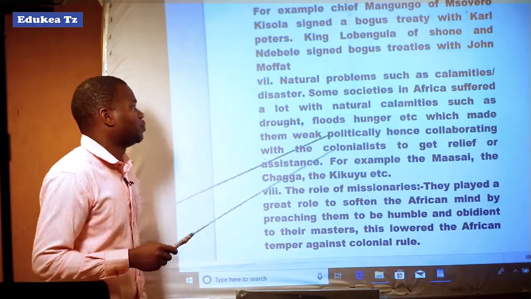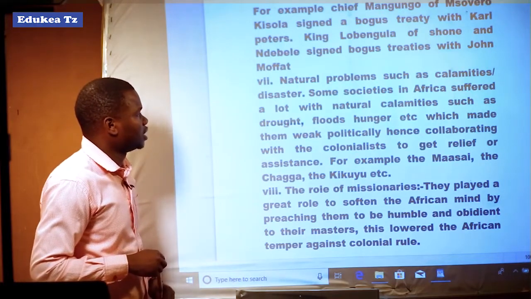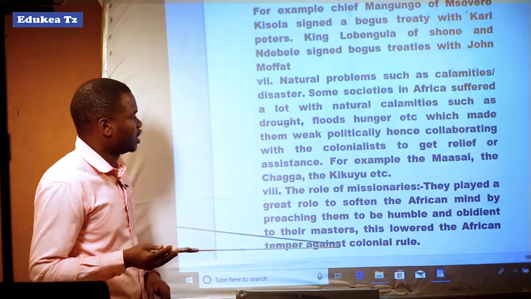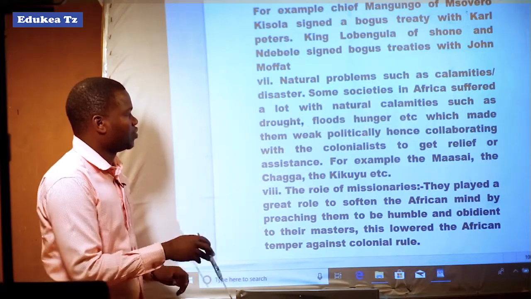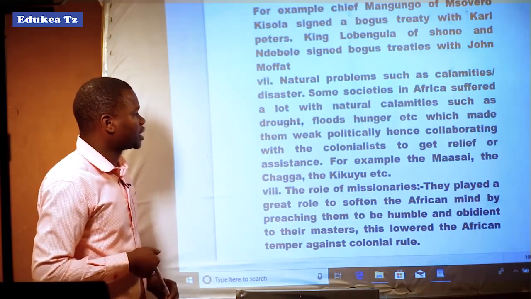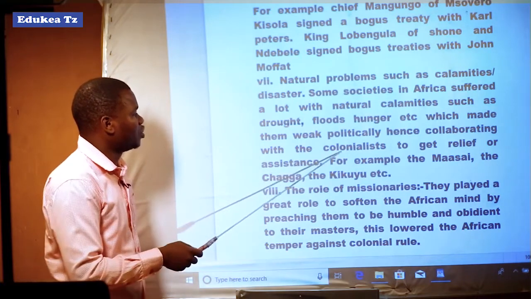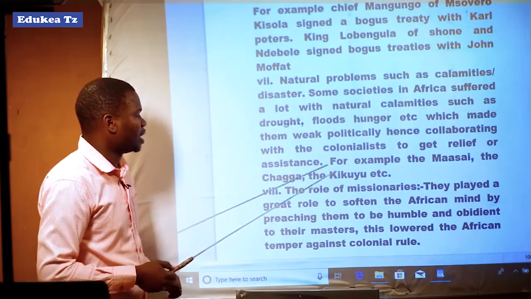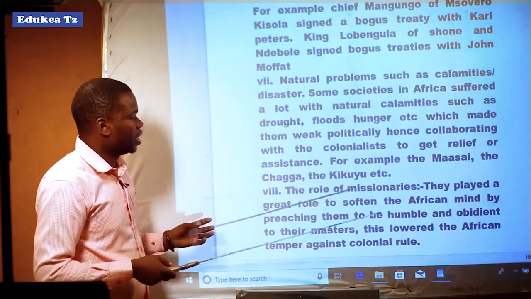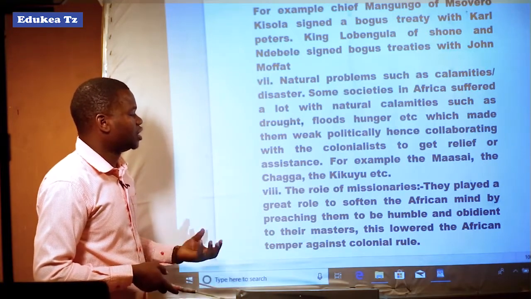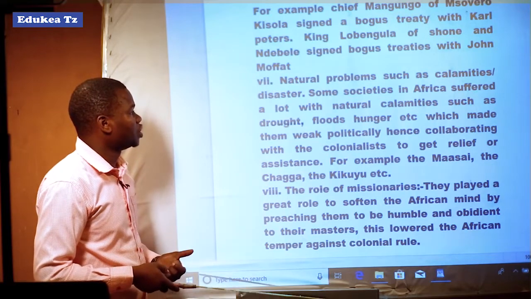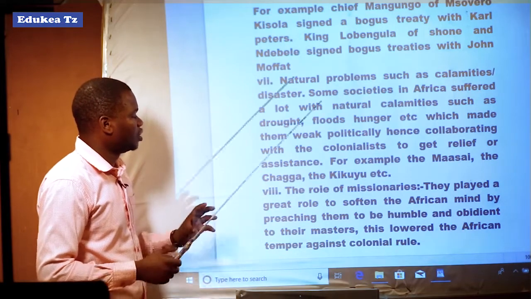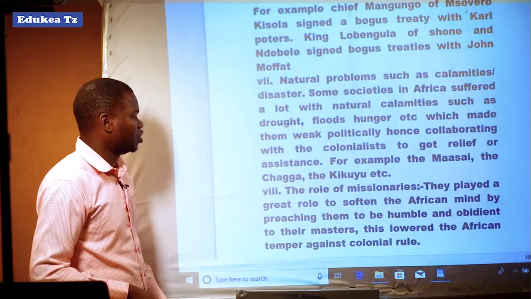Another factor was natural problems such as calamities and disasters. Some societies in Africa suffered a lot from natural calamities such as drought, floods, hunger, and so forth, which made them politically weak, hence collaborating with the colonialists to get relief or assistance. For example, the Maasai, Chaga, and Kikuyu found themselves deciding to collaborate because of their natural problems like calamities and disasters. They found that the only solution was to collaborate with the colonialists.